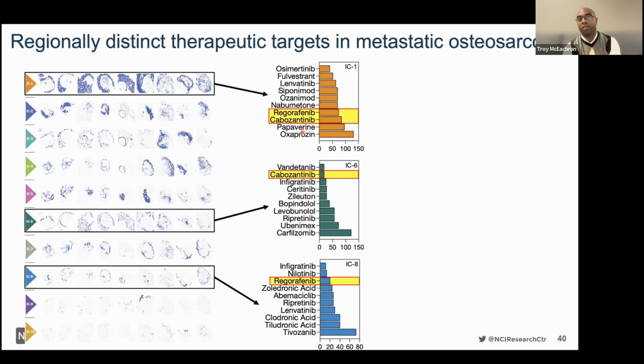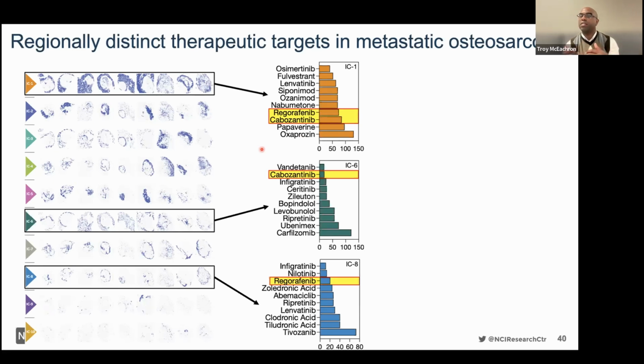So when we look at regorafenib and cabozantinib, I draw those out because those remarkably had, as single agents, prolonged event-free survival in patients with metastatic osteosarcoma. We know that one of the aspects is that they target angiogenic signaling, but they also target macrophages as well, based off the literature. And the regions that are highlighted are macrophage-rich regions of these tumors, suggesting that maybe regorafenib and cabozantinib are eliciting their effects by specifically targeting macrophage-rich regions of the tumor as opposed to the angiogenic aspect of the tumors.